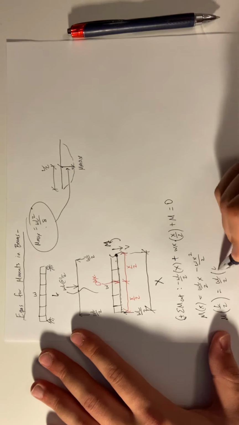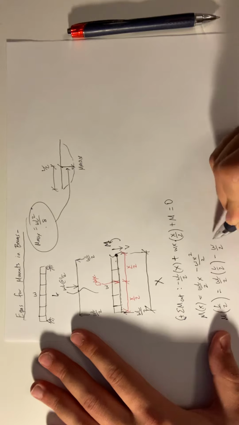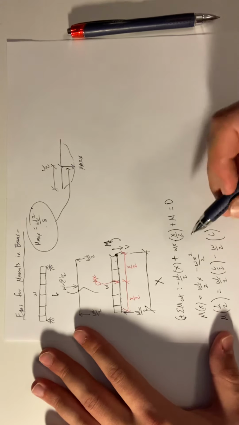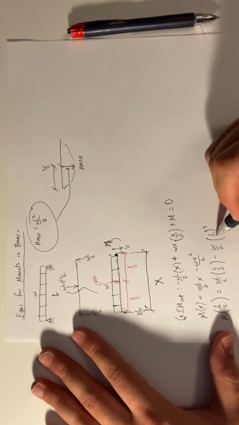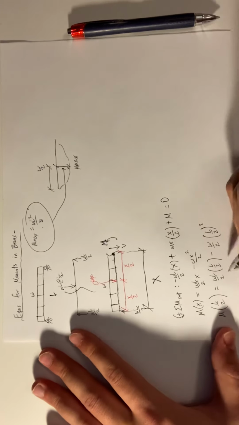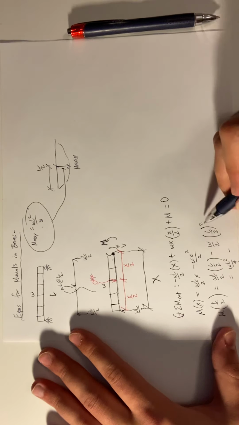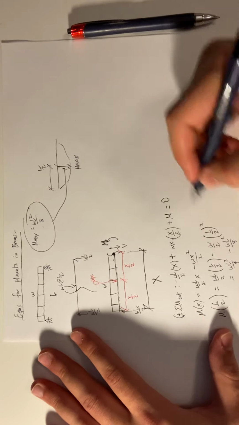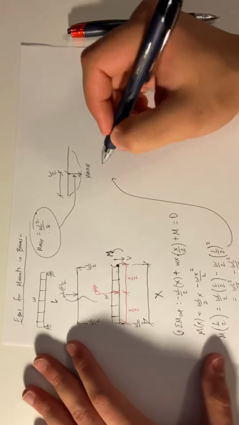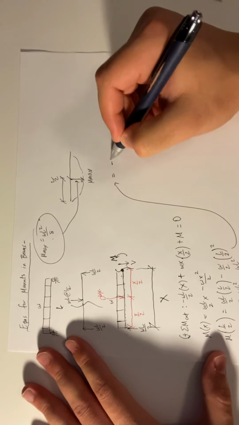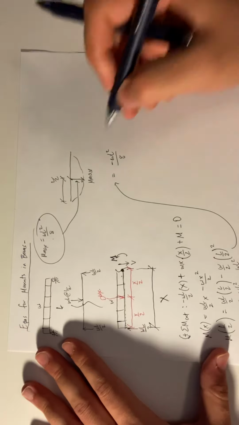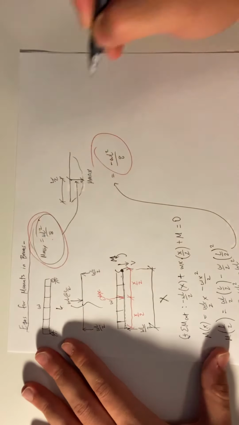So now after we evaluate this, what is this? L over 2 squared, right? This becomes WL squared over 4 minus WL squared over 8. And finally, we get WL squared over 8. Look at that. These match.